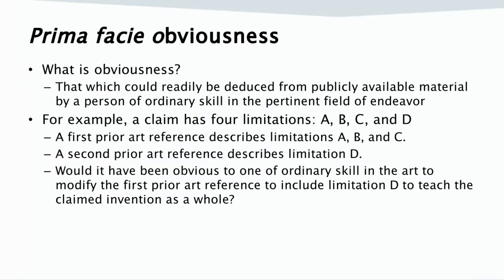We make 103 rejections by explaining how a similar piece of prior art might be modified to arrive at the claimed invention. An obviousness rejection may be based on two or more pieces of prior art. In the example shown here, a claim has four limitations, A, B, C, and D. You find a primary reference describing A, B, and C, but not D. You find a secondary reference describing D. Thus, all four limitations were publicly available, but would it have been obvious to combine them?